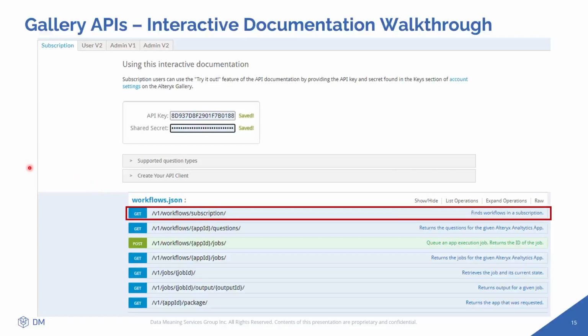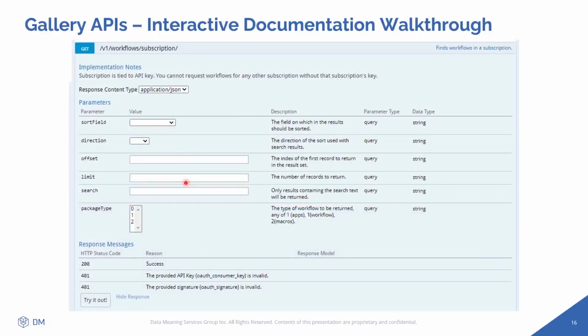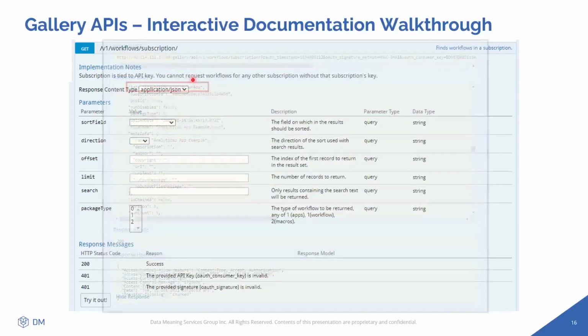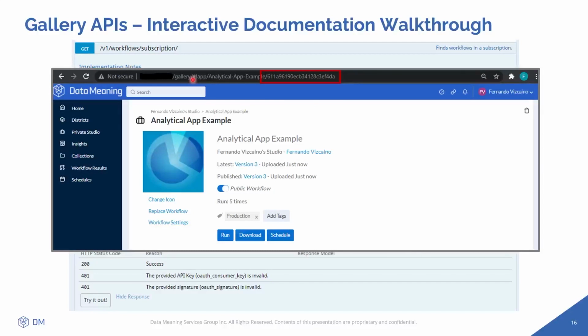Let's start, for example, with subscription. Here you can see all the optional parameters that you can include, but one thing you can do is just try it out. You can click here and try it out, and this is the result that you have. You have a list of all the workflows, and the most important part here is the ID. This is the workflow ID. For this analytic app example, this is the ID that I'm going to be using for all the next steps. Another way of getting this ID, if you want to do that manually, is to go to the workflow inside your studio. As you can see, I'm in my own private studio and I have the same ID over here.